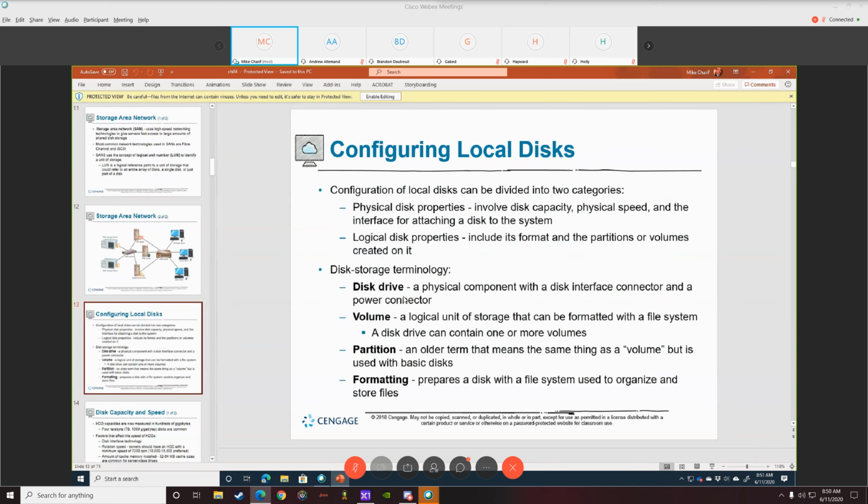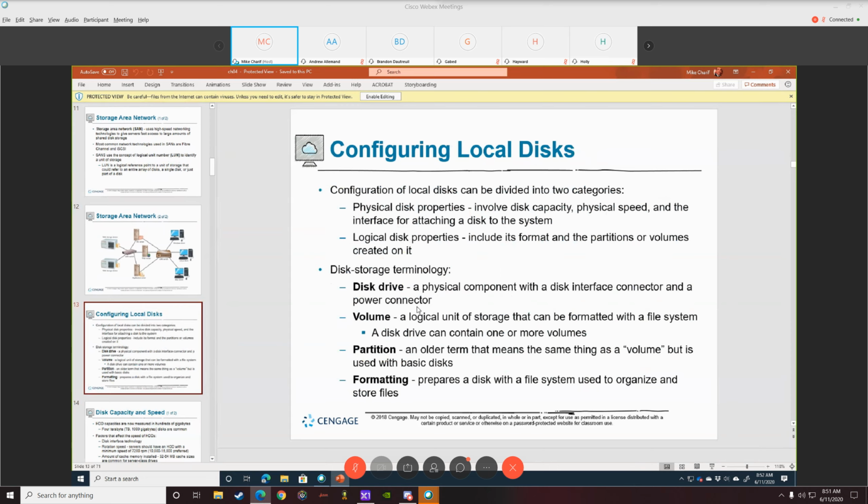So you have the disk drive, which is a physical component with a disk interface connection and power connection. So what makes the disk different types is the interface, not just the shape. It's how you connect the device or the drive to the controller. And this is basically what we mean by the interface, because we have a lot of different interfaces to connect a drive. And the most popular one is SATA right now.